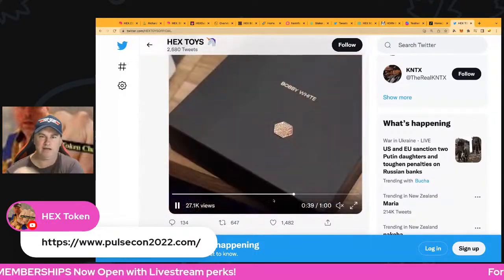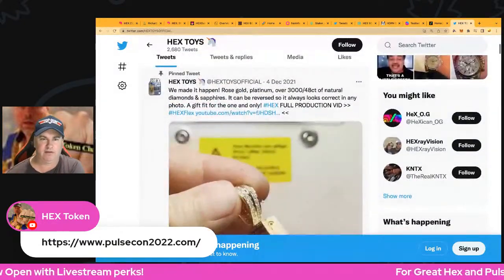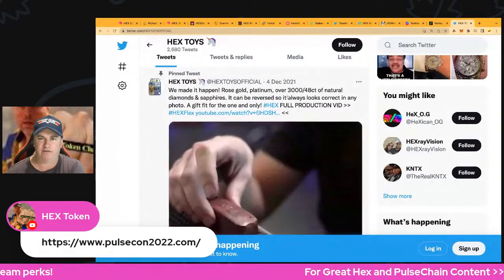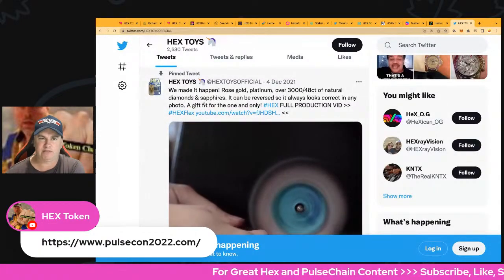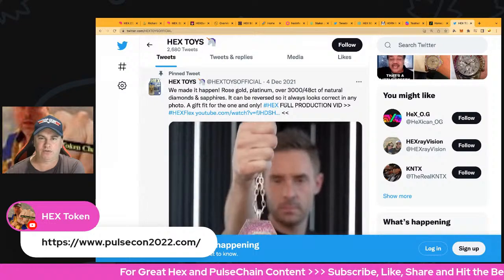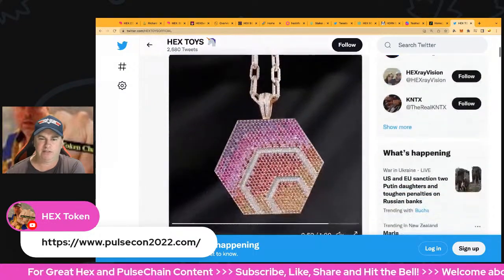Yeah, Hex Toys sponsored it, didn't they? Yeah, made it happen. Rose gold, platinum, over 3,048 carats of natural diamonds and sapphires that can be reversed, so it always looks correct. And there it is there. Nice.